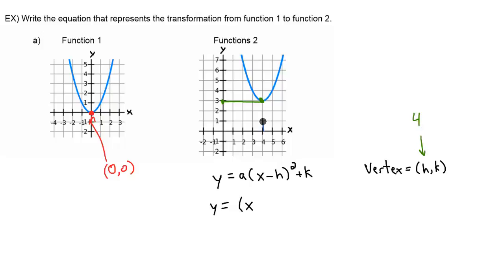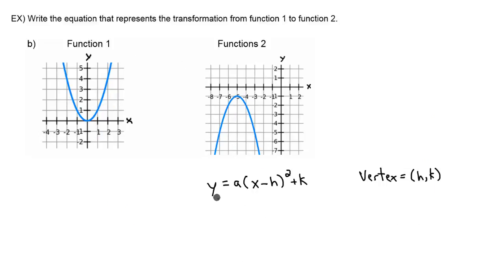And then it shifted up 1, 2, 3 times. So it looks like the k value is going to be 3. So the vertex of function 2 is going to be (4, 3), and that's right there. So back to my equation, I have x, and we're going to subtract 4. And then we're going to add our 3. And that's going to be the vertex form of our function number 2. And that takes into account the transformation.